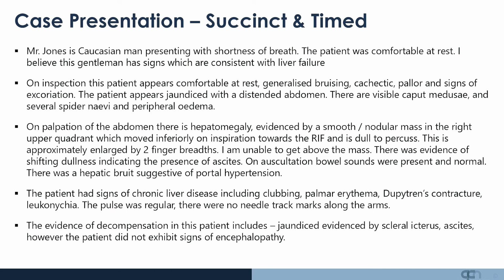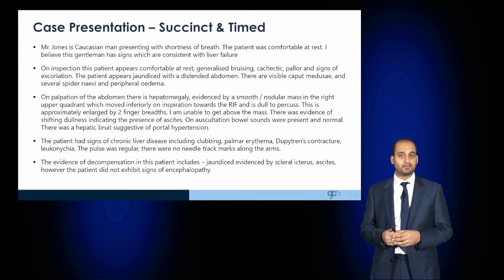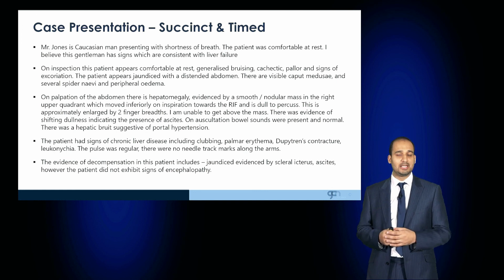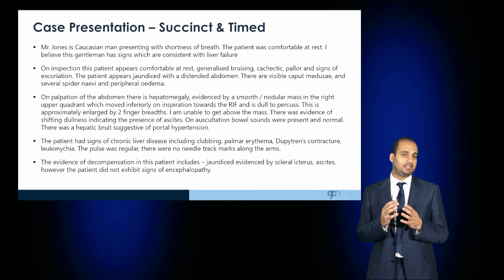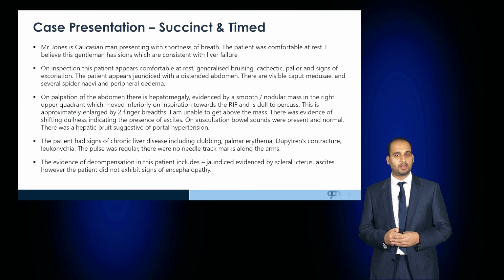The patient had other signs of chronic liver disease, including clubbing, palmar erythema, Dupuytren's contracture, and leukonychia. The pulse was regular, and there were no needle track marks along the arms. The evidence of decompensation in this patient includes jaundice, ascites, but there was no evidence of encephalopathy. So this would be a very succinct way of presenting a patient with chronic liver disease.